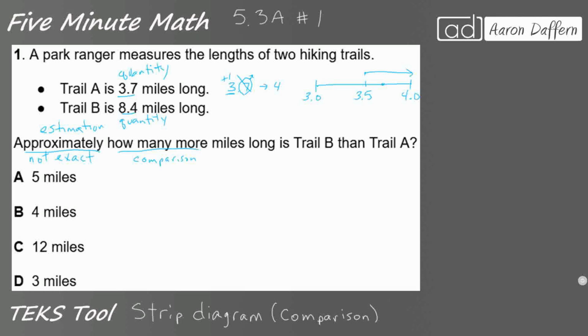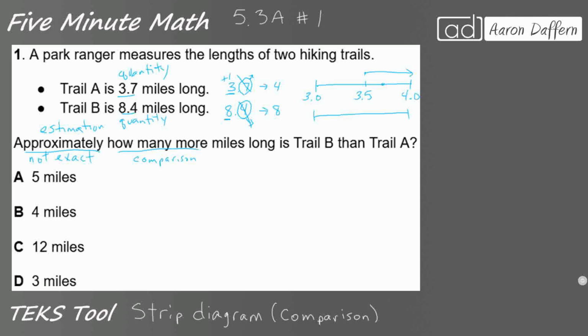So we could do the same thing with trail B. Right, so 8.4. Going to the whole number, we're looking next to it. 4 and less, it just goes away. Nothing changes with the 8, and that 4 goes away. So that means it's going to be 8. Now, if we wanted to visualize this, this one's going to be a little bit closer to the middle, but we're going to get that result of 8.